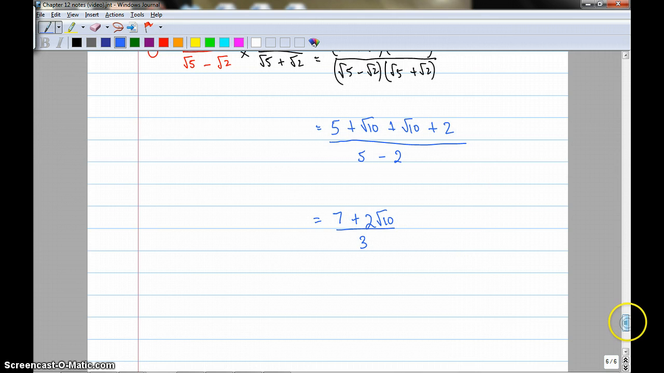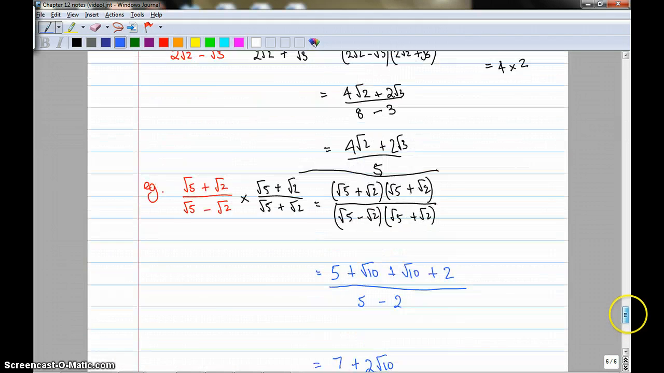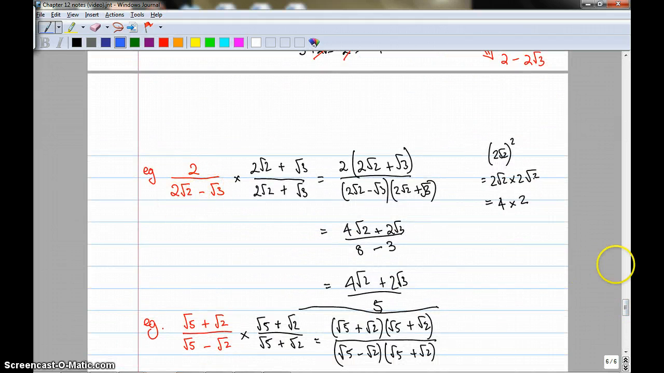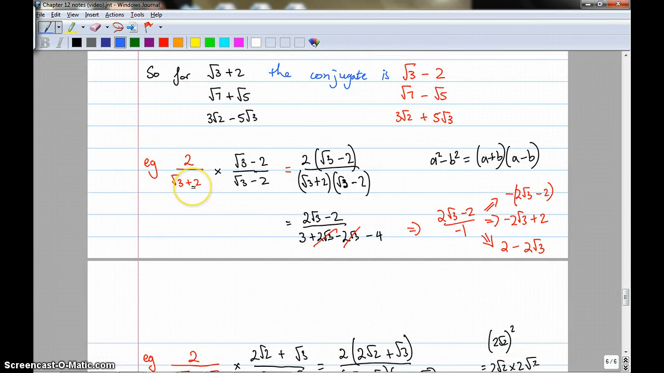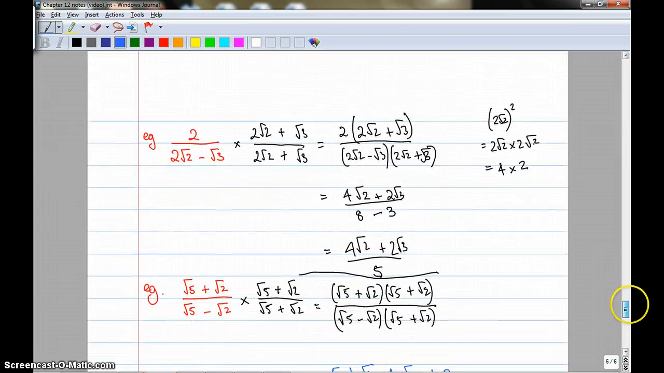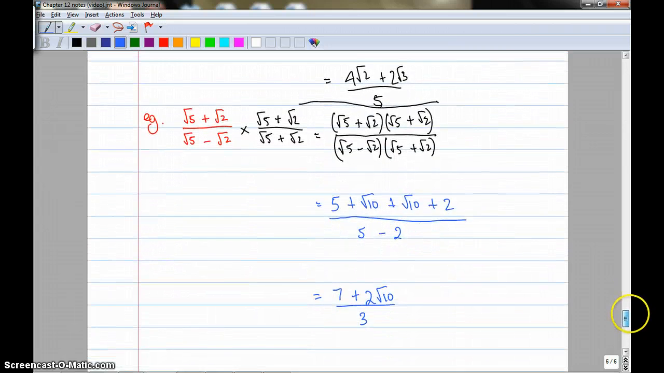So in order to get rid of the square root on the bottom when you've got it added to something, whether it's added to another surd like this, or whether it's just added to a number, you need to multiply by the conjugate. And remember, the conjugate is the same numbers but the inverse sign. Hopefully that makes a little bit of sense. You can ask me some questions in class if you need to.